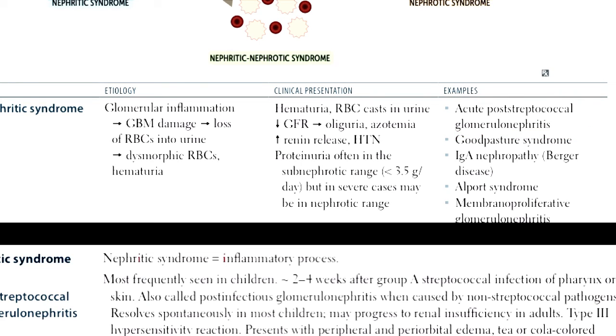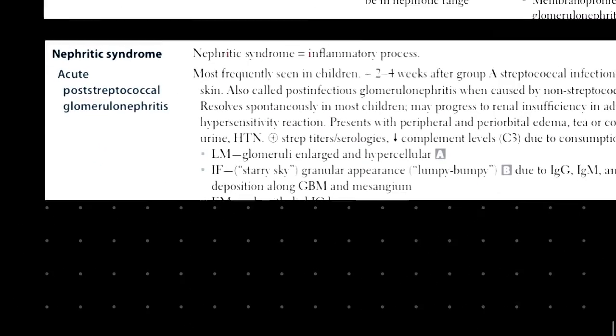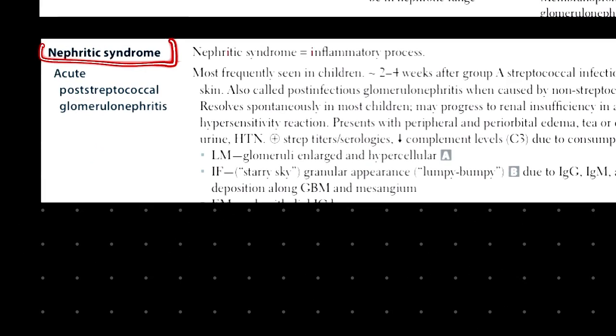Now the example of nephritic syndrome that we talked about in detail is acute post-streptococcal glomerulonephritis. Other things that remain to be discussed are Goodpasture syndrome, IgA nephropathy, that is Berger's disease, Alport syndrome, and membranoproliferative glomerulonephritis. Talking about the specific nephritic syndrome that we discussed in this topic, that is acute post-streptococcal glomerulonephritis. Yes, the same thing, nephritic syndrome, we'll just memorize it as an inflammatory process.